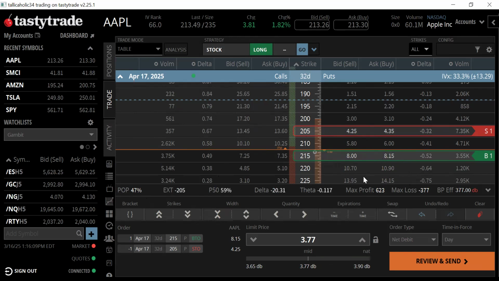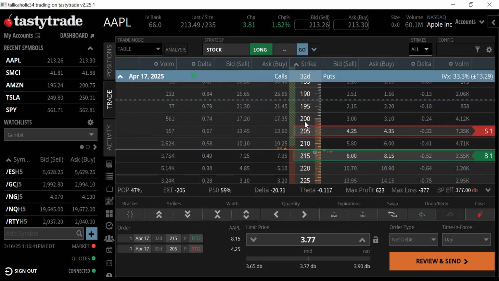Now, why is our max profit here capped at 623? Well, we're going to take what the wings of this spread are, the 205 and the 215. That's a $10 differential, correct? So we're going to take that $10 and subtract what we purchased the spread for, 377, from that, and that's going to give us the 623. So you take the width of the spread, $10 here, 215 minus 205, and then you subtract 377 from it, and that's how you get the 623.